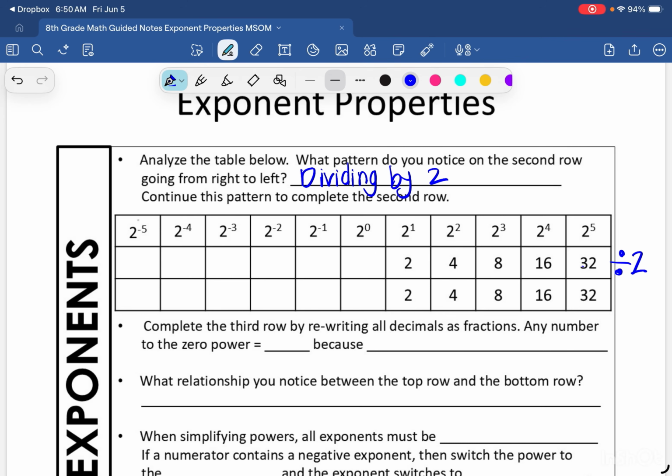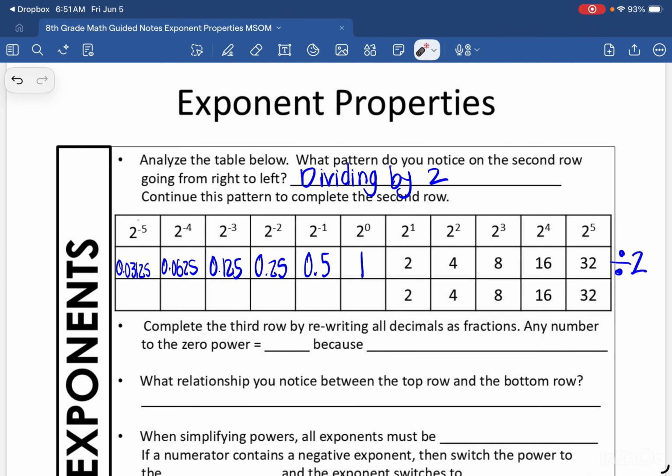All right, so I have 32 divided by 2 is 16, divided by 2 is 8, divided by 2 is 4, divided by 2 is 2, divided by 2 is 1, divided by 2 is a half, divided by 2 is a quarter, divided by 2 is 0.125, divided by 2 is 0.0625, divided by 2 is 0.03125. So I just kept dividing by 2. Complete the third row by rewriting all decimals as fractions.